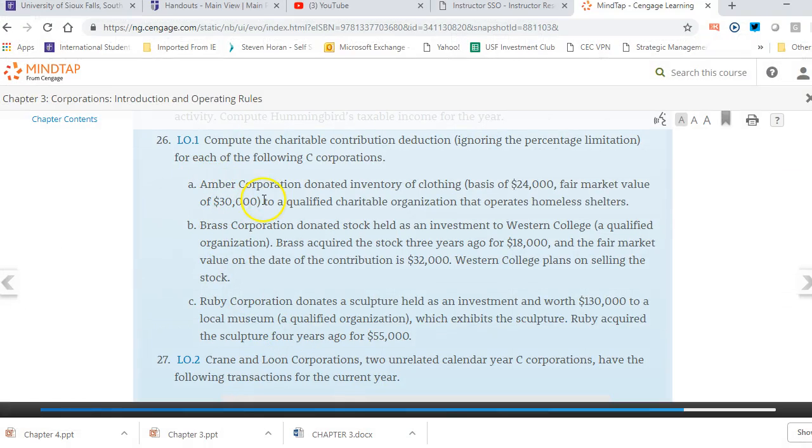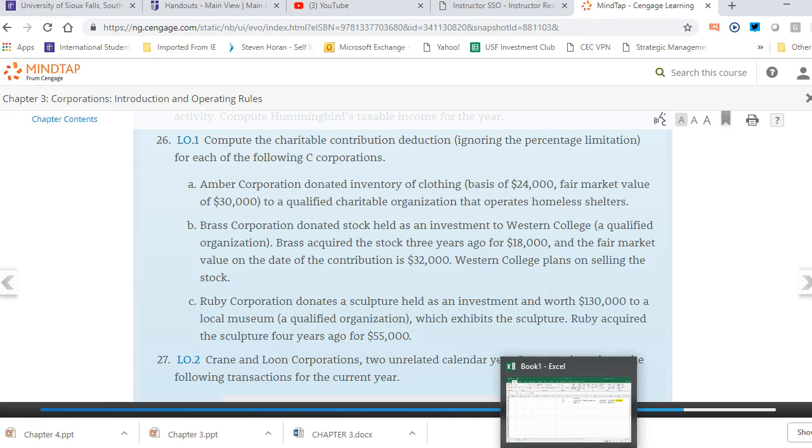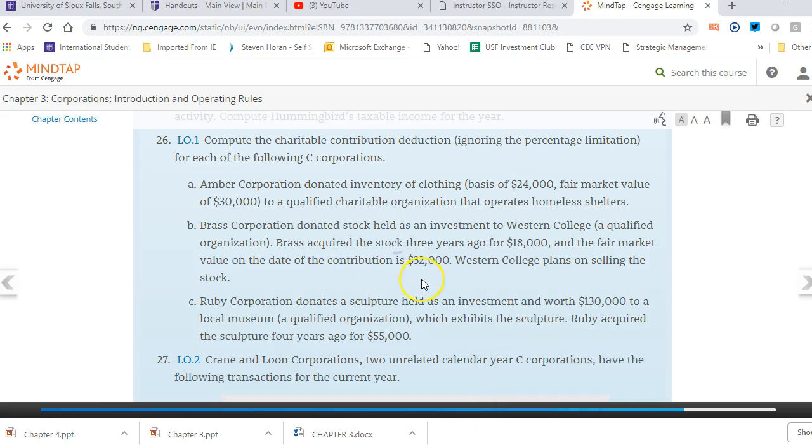So that's letter A. Letter B, Brass Corp donates stock held as an investment to Western College, a qualified organization. So in other words, they're a nonprofit. Brass acquired the stock 3 years ago for 18. Fair market value is 32. Western College plans on selling the stock. So the question is, what is the amount of the donation? The answer, you can maybe think this through, is simply 32,000.